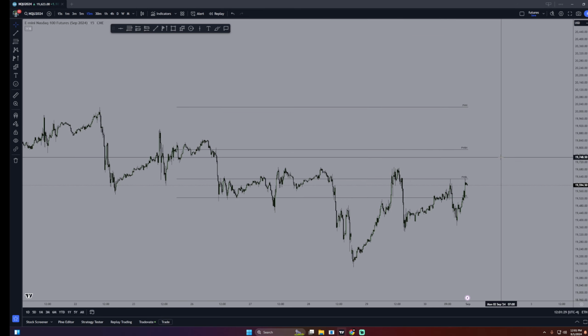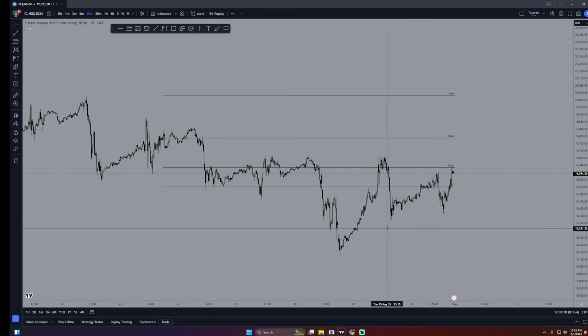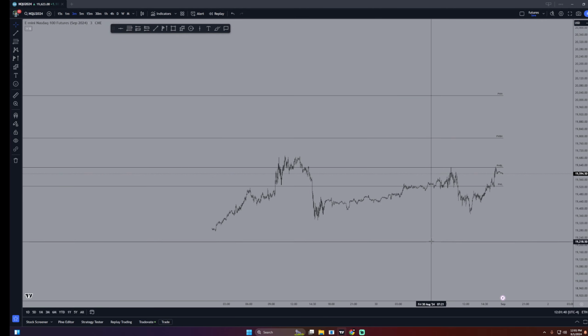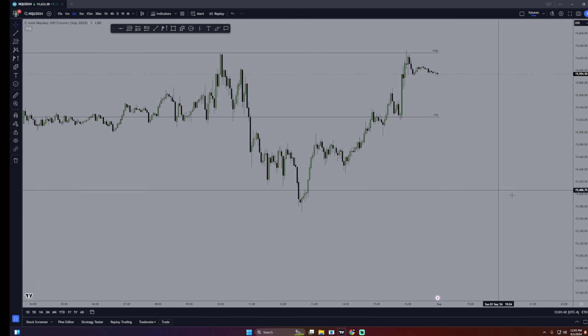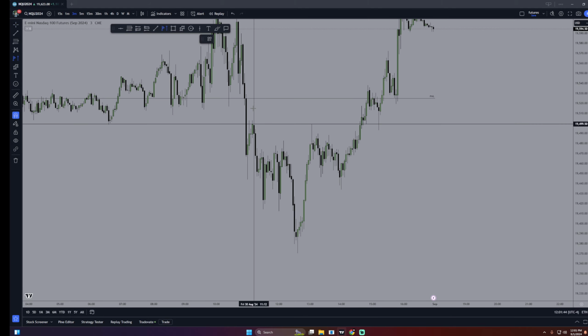So, I'm giving you guys some valuable information here. Alright? I have been looking more into ICT. I think his concepts are white labeled, and it's obvious that they're white labeled because I can literally show you how they're white labeled. A fair value gap is literally just a low volume node.